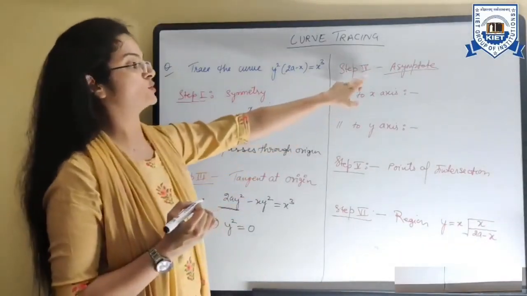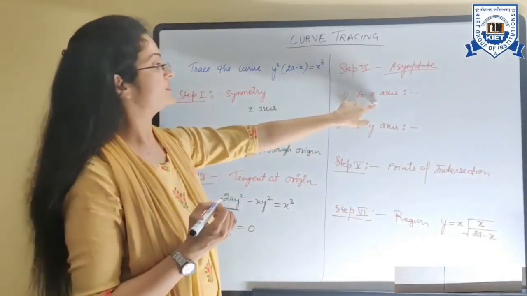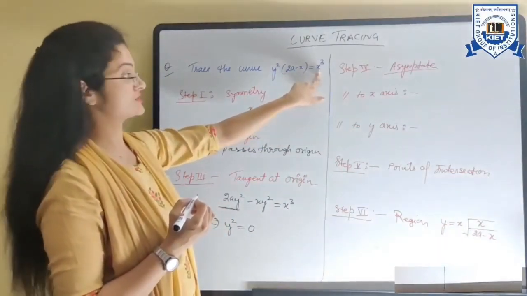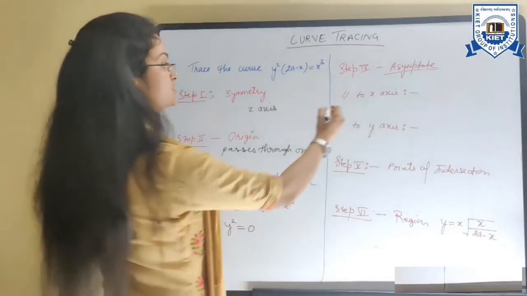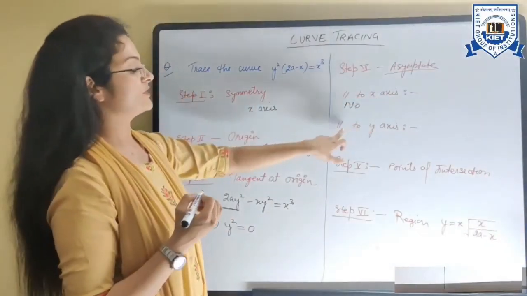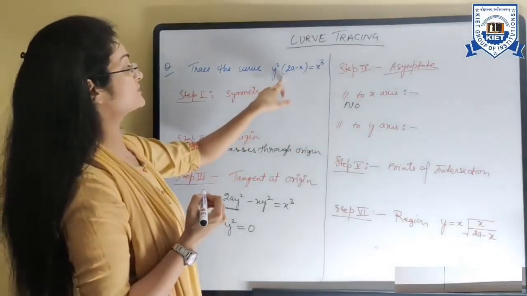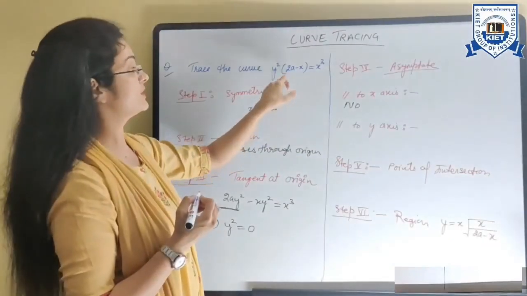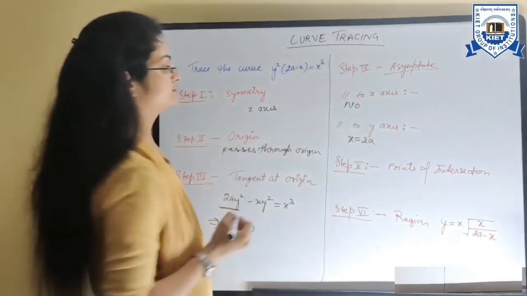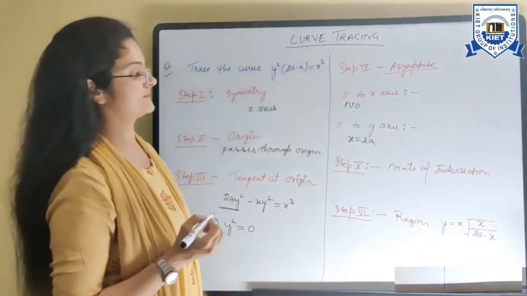Now we have to find the asymptotes. For the asymptote parallel to the x-axis, as the coefficient of the highest power of x is unity, that is a constant, there is no asymptote parallel to the x-axis. Now we find the asymptotes parallel to the y-axis. Equating the coefficient of the highest power of y to 0, we get x equal to 2a. So x equal to 2a is the asymptote parallel to the y-axis.